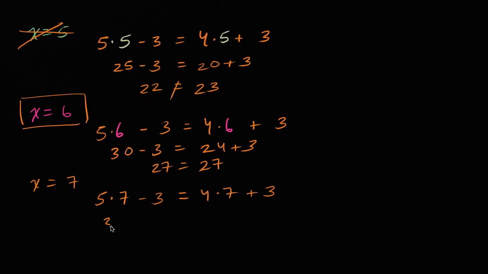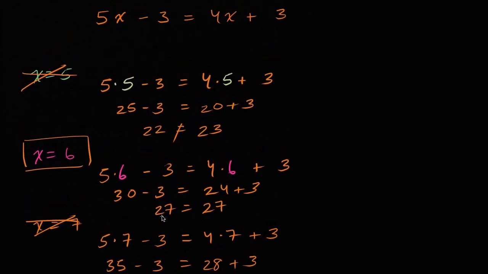So we're going to do 35 minus 3 needs to be equal to 28 plus 3. 35 minus 3 is 32. 28 plus 3 is 31. These do not equal each other. So this is not a solution to our original equation.